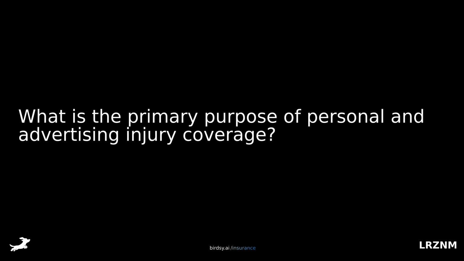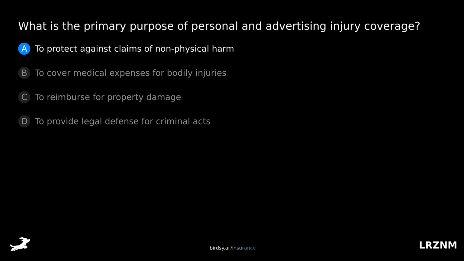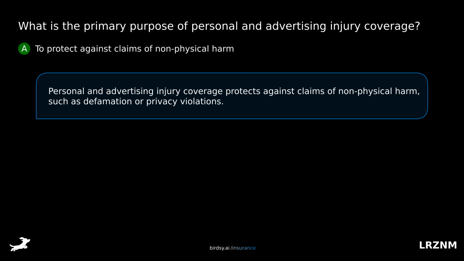What is the primary purpose of personal and advertising injury coverage? Is it A, to protect against claims of non-physical harm, B, to cover medical expenses for bodily injuries, C, to reimburse for property damage, or D, to provide legal defense for criminal acts? The answer is A, to protect against claims of non-physical harm. Personal and advertising injury coverage protects against claims of non-physical harm, such as defamation or privacy violations.